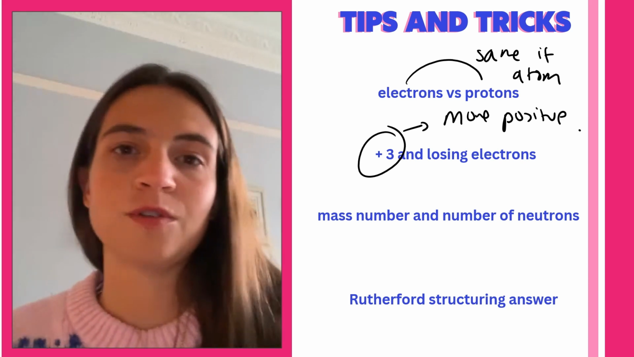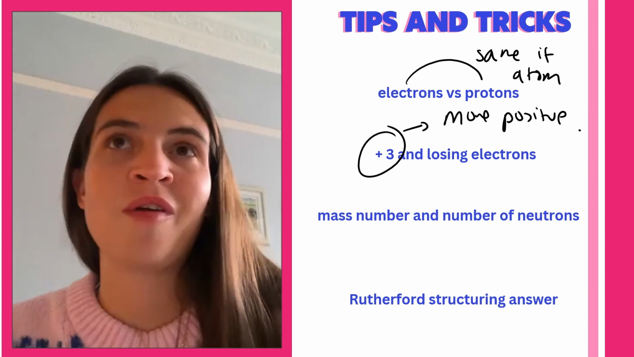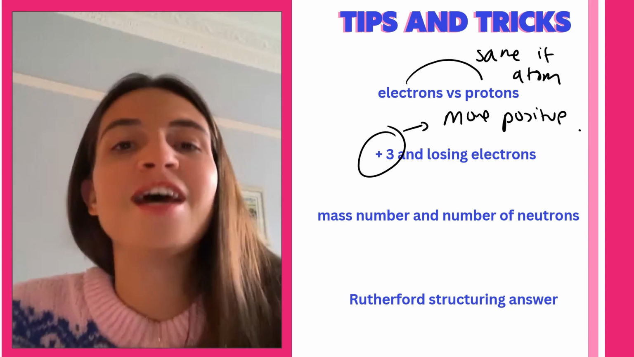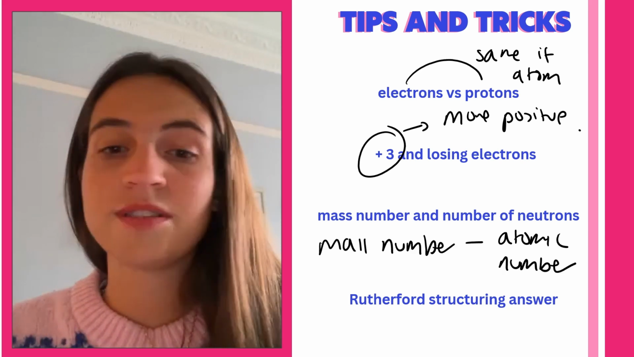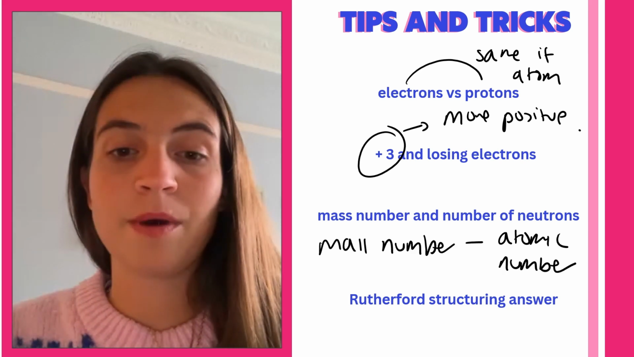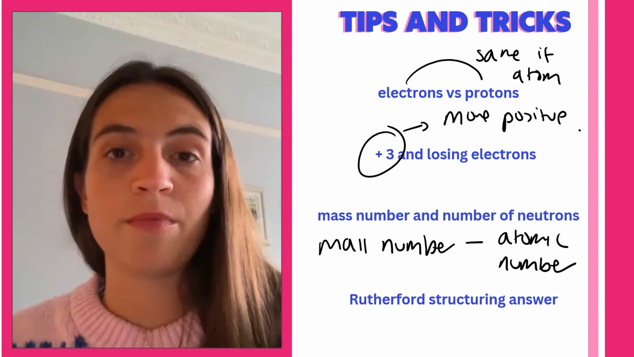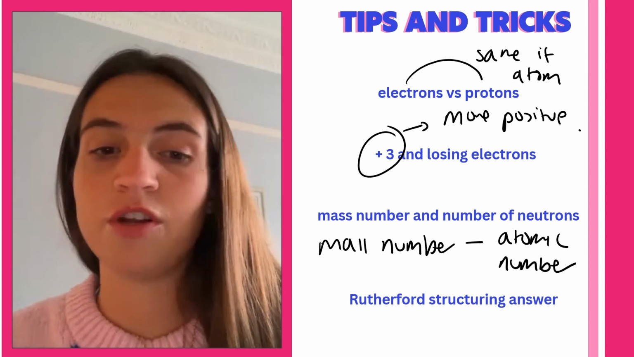That's why it's useful to think of your electrons as your worries. You gain them, you become negative, you lose them, you become positive. Mass number and number of neutrons, just remember your mass number minus your atomic number and number of protons gives you the number of neutrons.